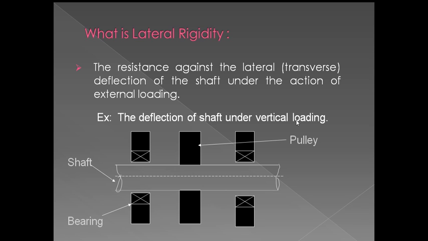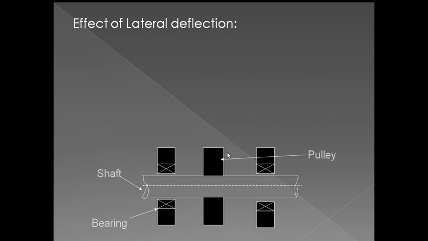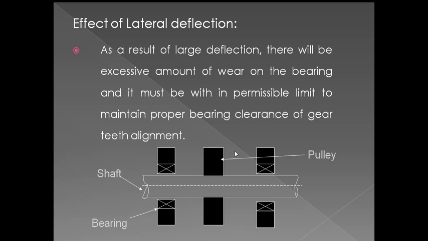The deflection of shaft under vertical loading. As a result of large deflection, there will be an excessive amount of wear on the bearings, and it must be within the permissible limit to maintain proper bearing clearance of gear teeth. So there must be proper clearance. It should not cross that minimum limit.